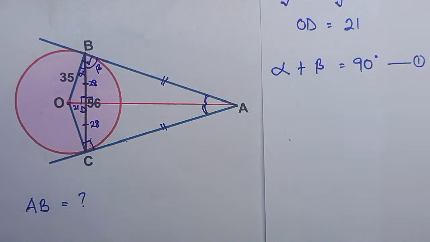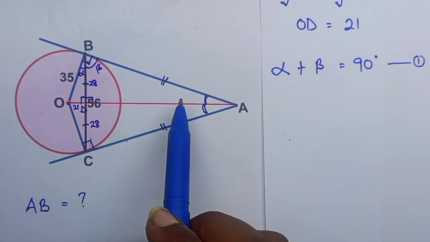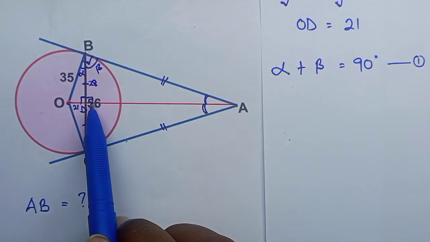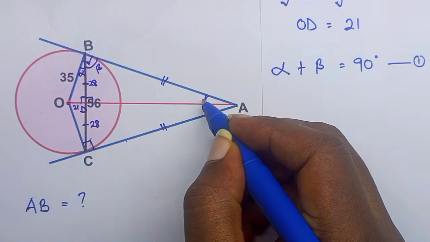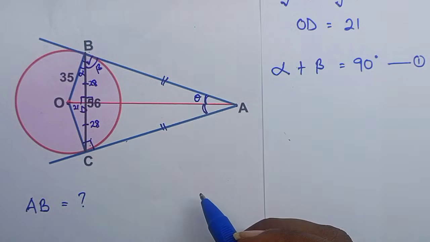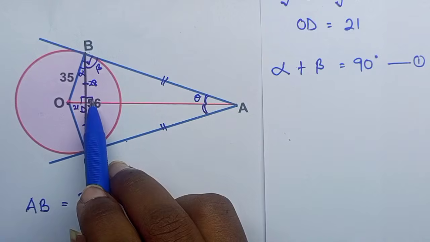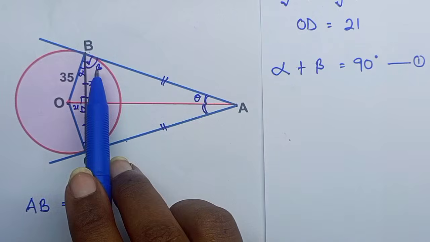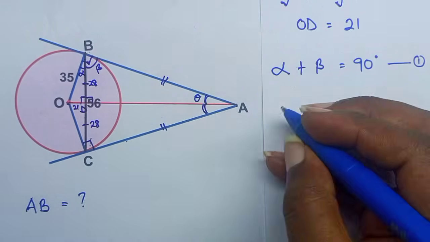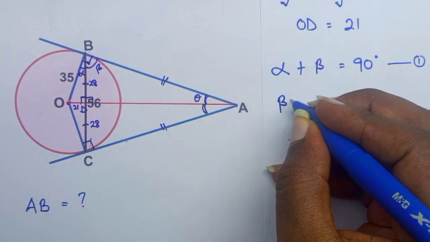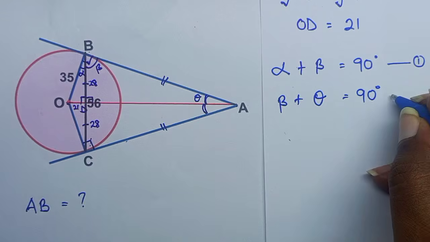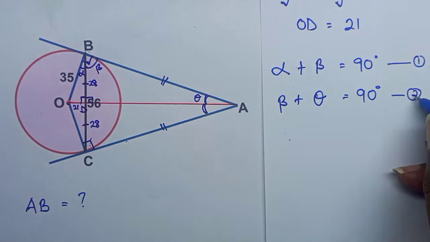Okay, now if we focus on this triangle BDA, we can see that this angle is beta and this angle is 90 degrees. So let me say this angle here is theta. If this is 90 degrees, it implies that beta and theta are complementary because they will add up to 90 degrees. So beta plus theta is 90 degrees. Let's call this equation 2.